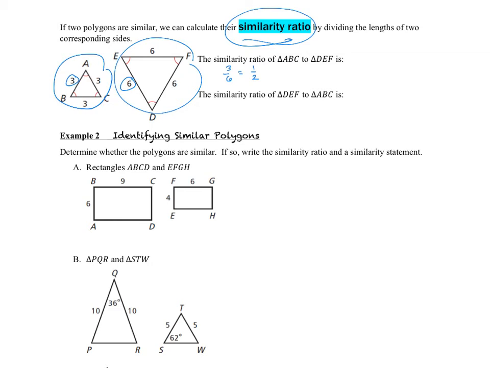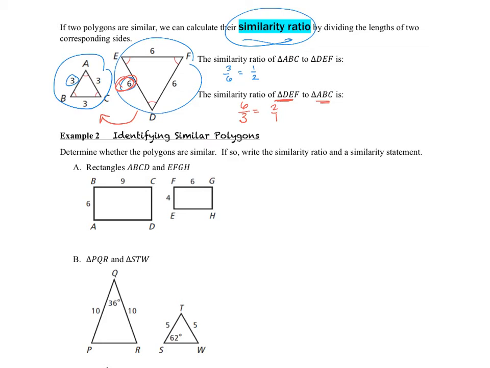Now the similarity ratio of triangle DEF to triangle ABC. So DEF to ABC would be 6 over 3 instead. See the difference there? DEF was on the right going to the left, so I have to start with the right side's side length first. So 6 over 3, which equals 2 over 1. Either of these would be acceptable for my similarity ratio.